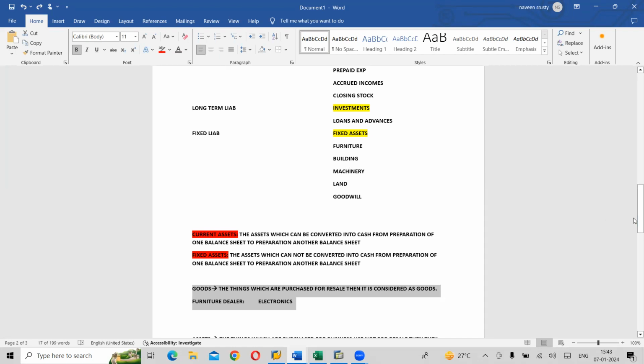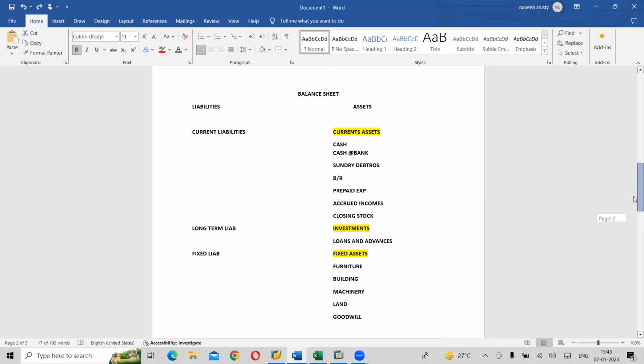So goodwill, building, whatever it is, we are making similar nature of items into one particular group. Building is a fixed asset, machinery is a fixed asset. Furniture, buildings, machinery, land, goodwill, all fixed assets. Same thing, investments, loans and advances, dividends, all those we will put under a head called investments.